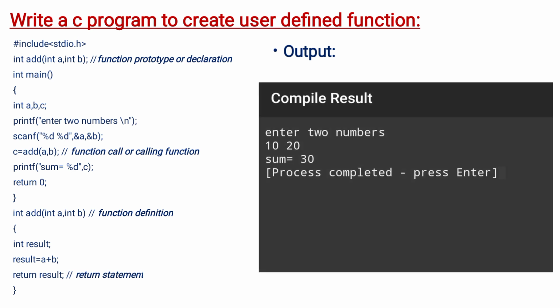So this is the output for this program. Here the printf statement is printed as it is on the screen: enter two numbers. I just entered 10 and 20. So 10 is stored in variable a, 20 is stored in variable b. Now the printf statement, sum equals 30. From where is the 30 coming? 30 is the value that is coming from the result variable. So this result variable is returned by the function definition.